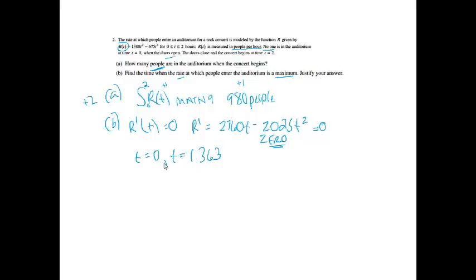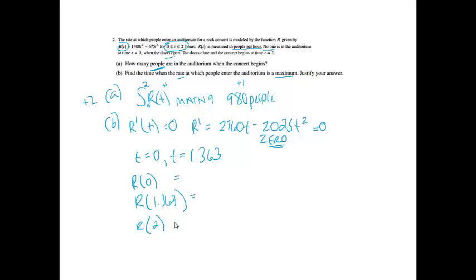All right, so now once we get our critical numbers, if we're looking for a maximum and we're given an interval, so we're given from 0 to 2, we're actually going to find R of 0. We're going to find R of 1.363, and then we also want to find R at our endpoints. We're already finding at one of them. Let's find it at the other one at 2.